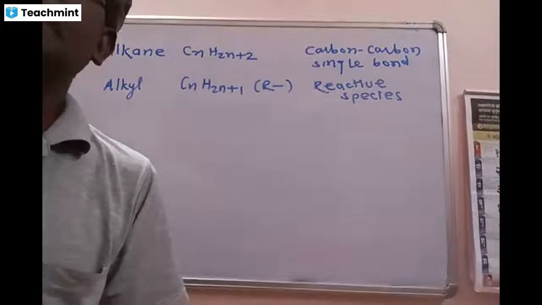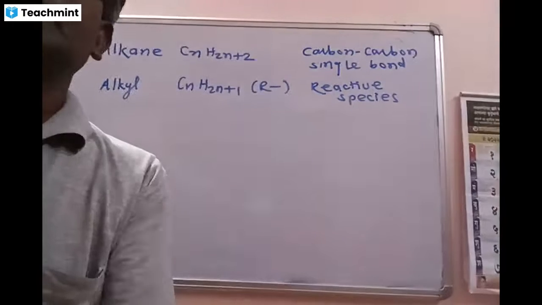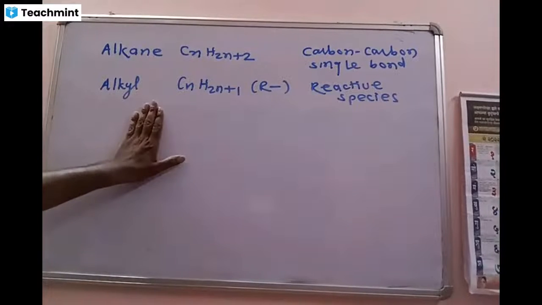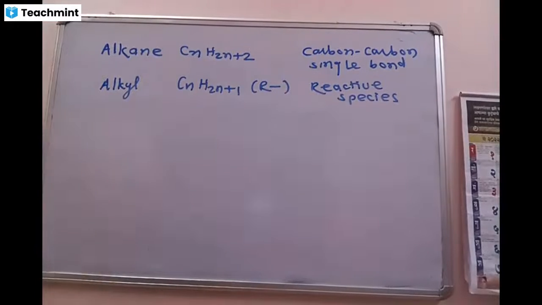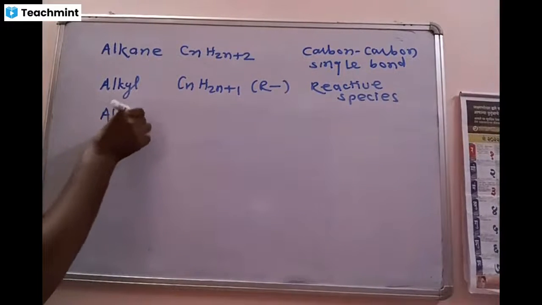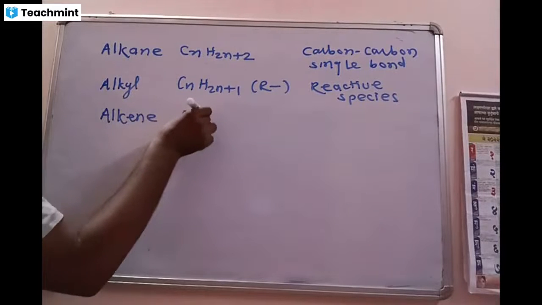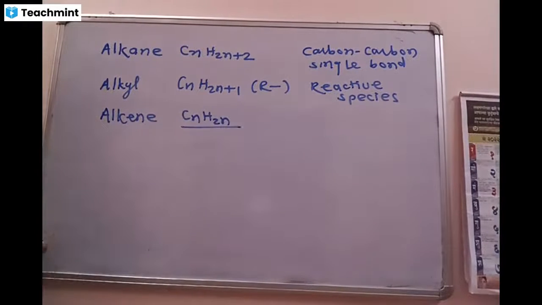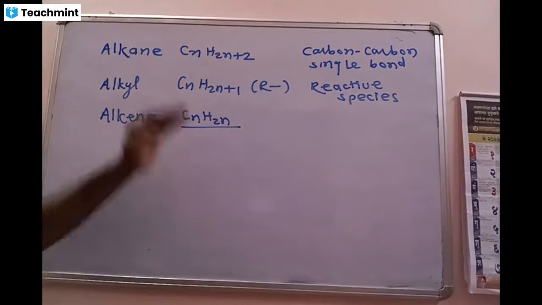So once we have the alkane, then we have removed one hydrogen from that and we are getting the alkyl group, and that is the reactive species. Then now, as in the alkene with formula CnH2n. So here the two hydrogen atoms are less than the alkane.